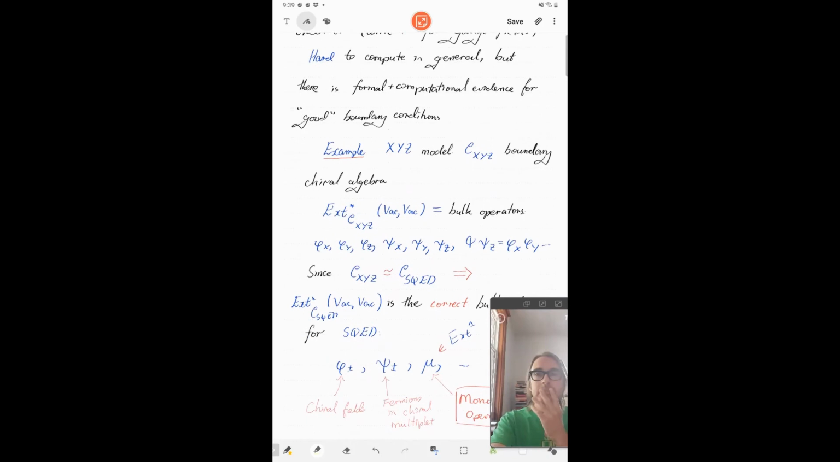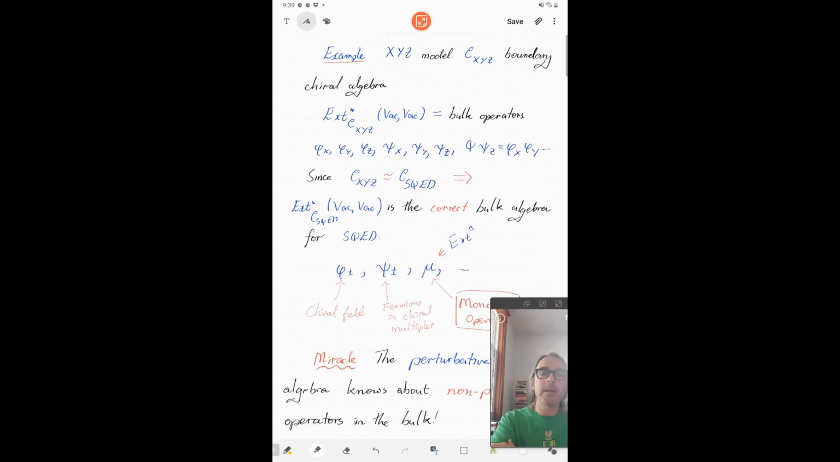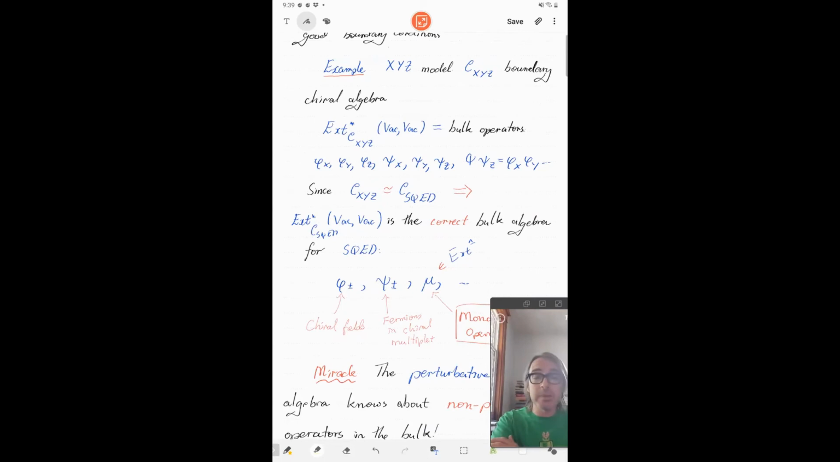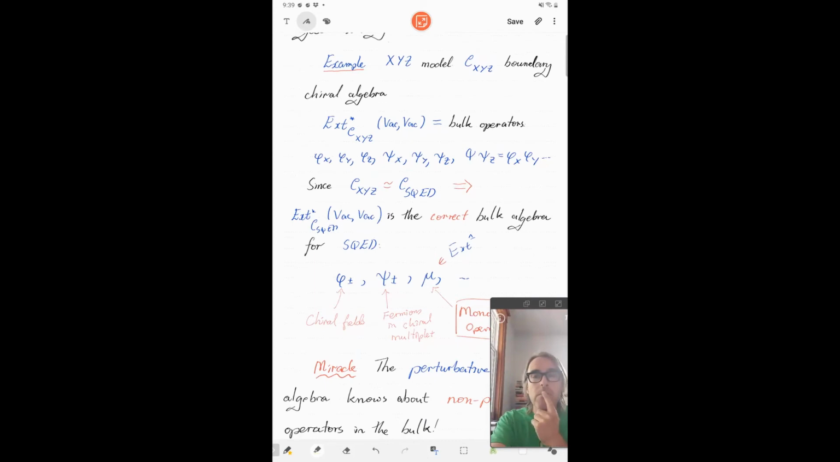So let's look at the XYZ model again, and we'll check, does this really work? They're XYZ and the SQED model. Can you prove that the Self-Ext in the XYZ case is indeed the correct bulk operators? There are three bosonic operators, three fermionic operators, and some BRST operator, and so on.